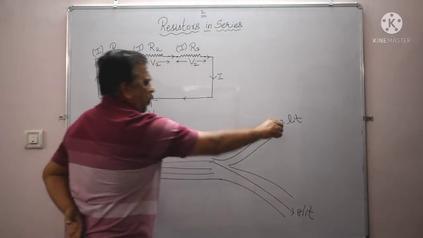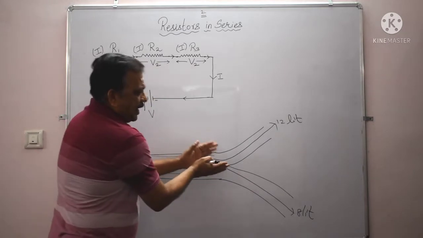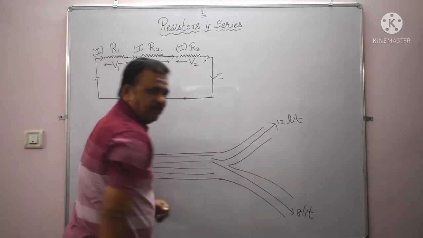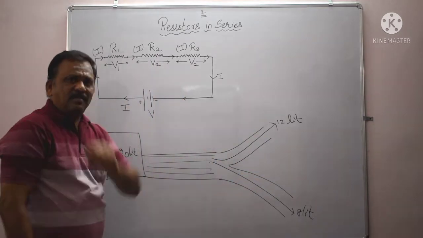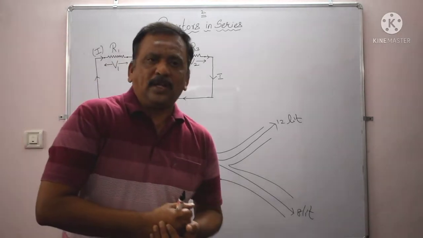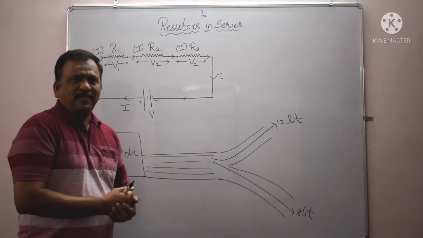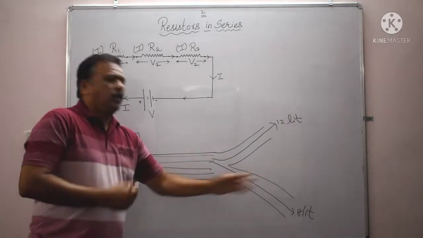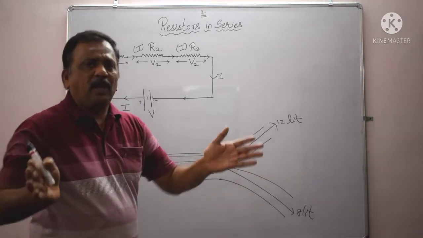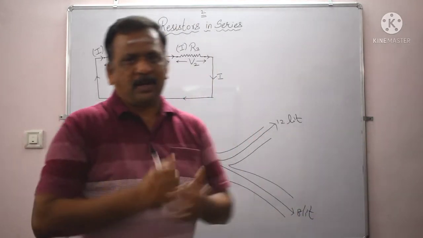So if I want different quantities of water to flow through, I need the path to branch off. The path should not be a single path. As long as the path remains single, the same quantity of water has to flow throughout. And whenever I have branched paths, different quantities of water will be capable of flowing through different paths.